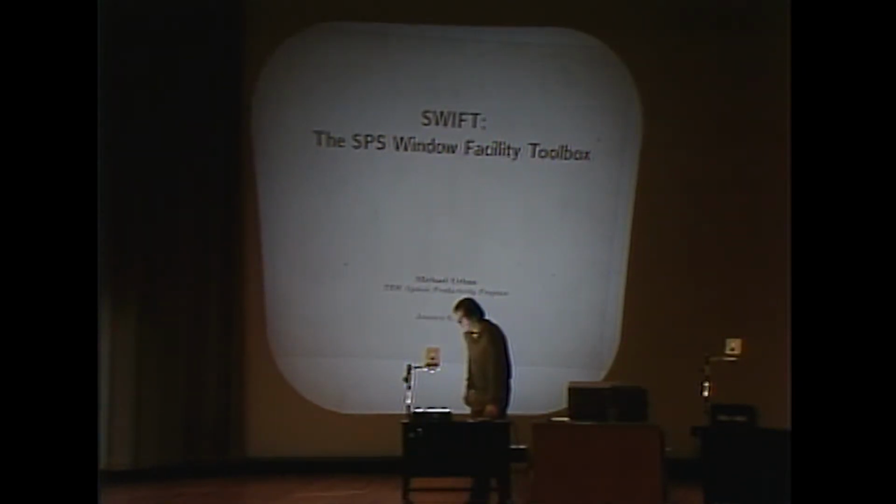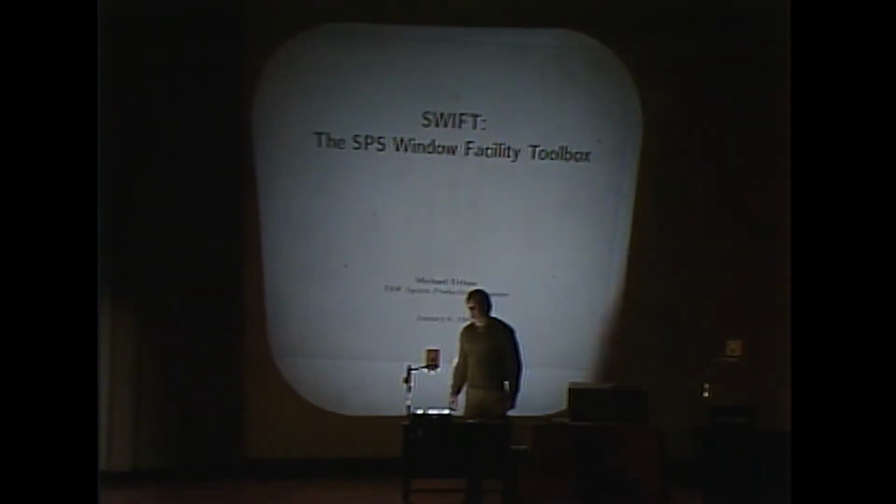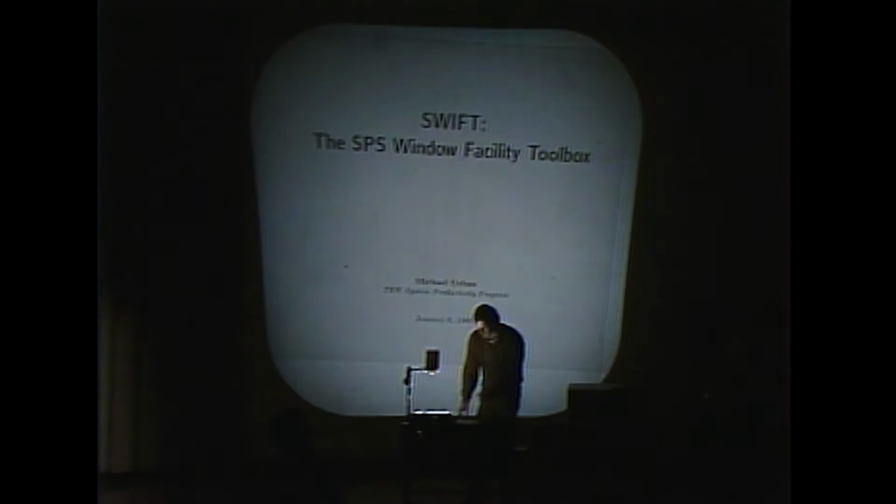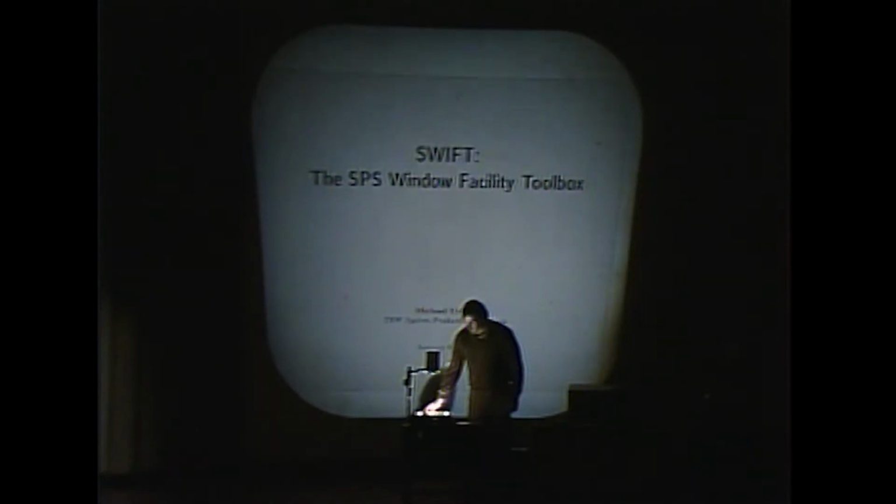This is the low-tech version of some of the stuff we had this morning. This is a good deal less sophisticated than the neat things we saw, but it has some advantages, I think. We'll see. Swift isn't a bird in this case. It's the SPS Window Facility Toolkit.